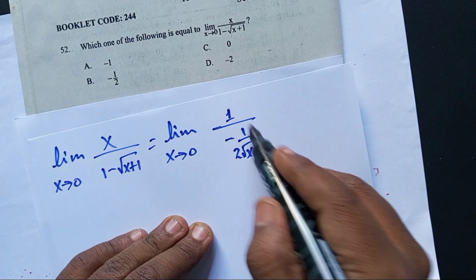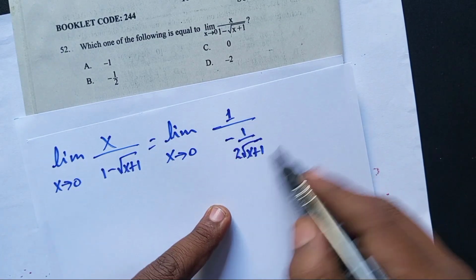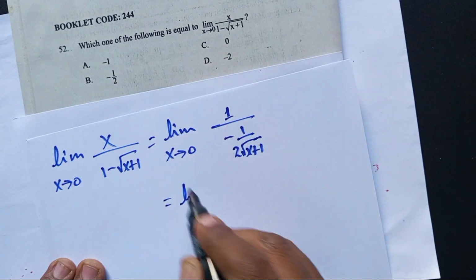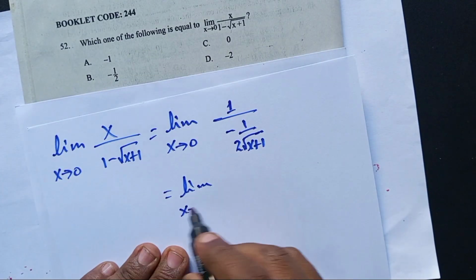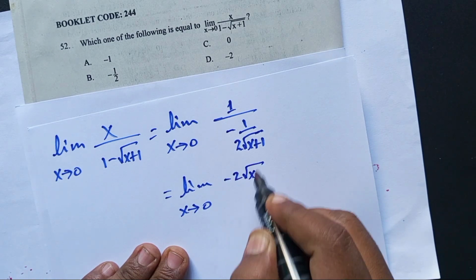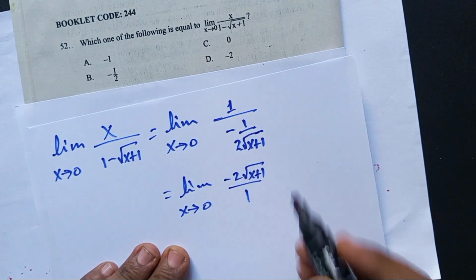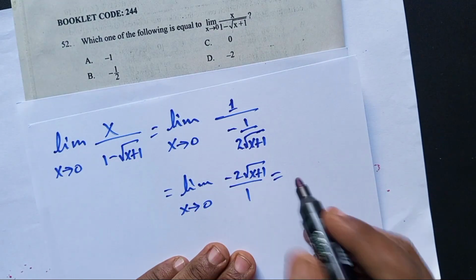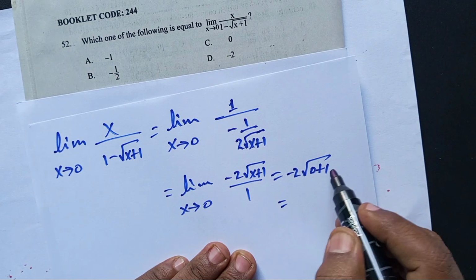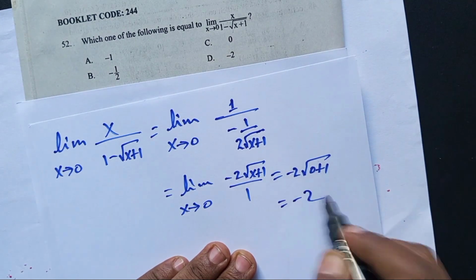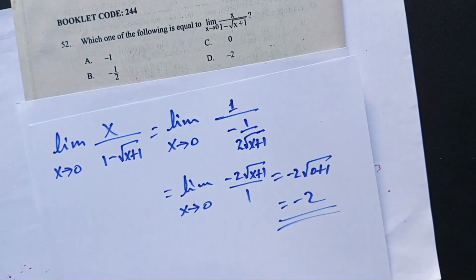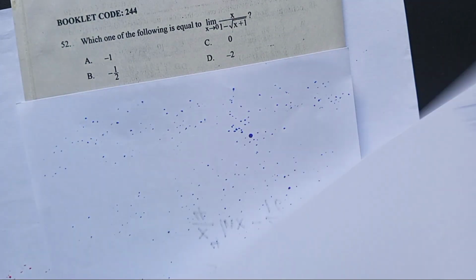Then take this expression and multiply by the reciprocal of the denominator. We have the limit as x approaches 0 of the reciprocal, minus 2 radical x plus 1 over 1. So easily substitute 0. So minus 2 radical of 0 plus 1. That means 0 plus 1 is 1 and radical 1 is 1. So it is negative 2. That is the limit value. Here you have option D. So this is the way of using L'Hopital's rule.